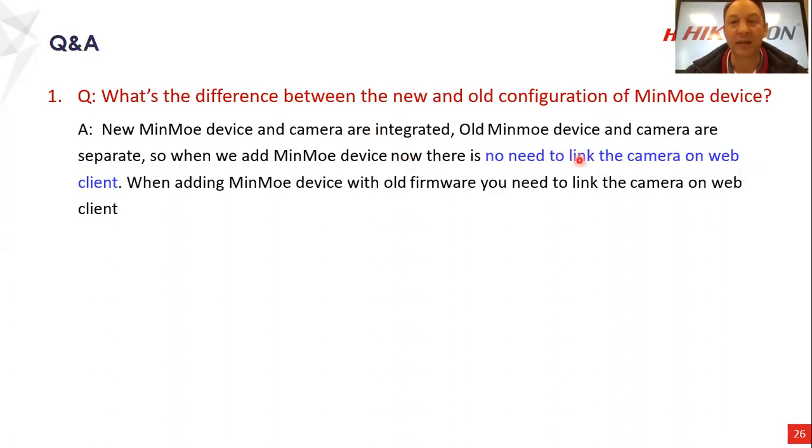There's no need to link any cameras on the web client. Okay, when adding a MINMO device with old firmware, you need to link the camera. You need to link the thermal and the optical together, right? The thermal and the terminal together. But with the new firmware, no more need for that.